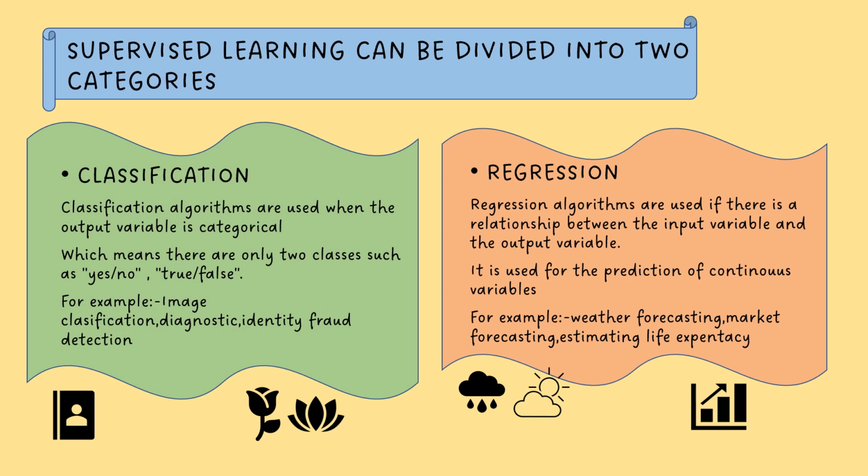The second category of supervised learning is regression. Regression algorithms are used if there is a relationship between the input variable and the output variable. It is used for the prediction of continuous variables, such as weather forecasting, market forecasting and estimating life expectancy.